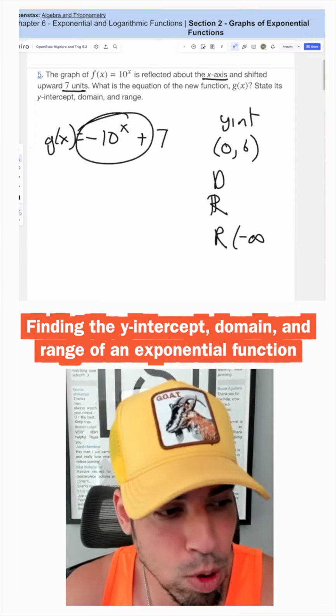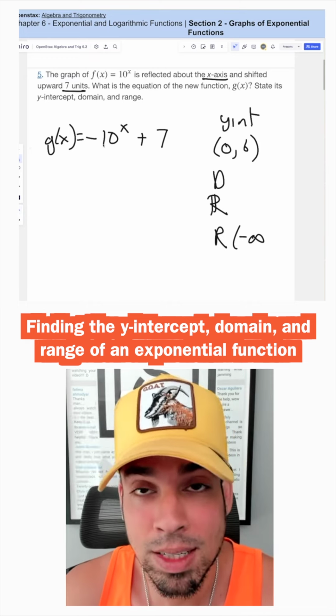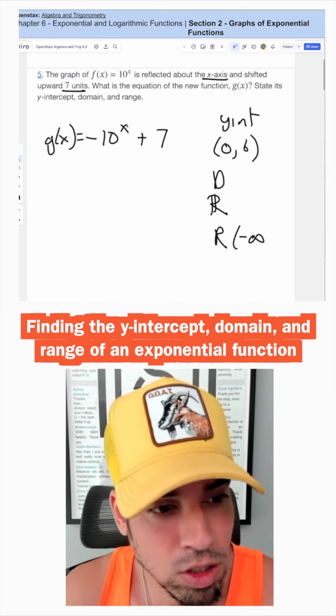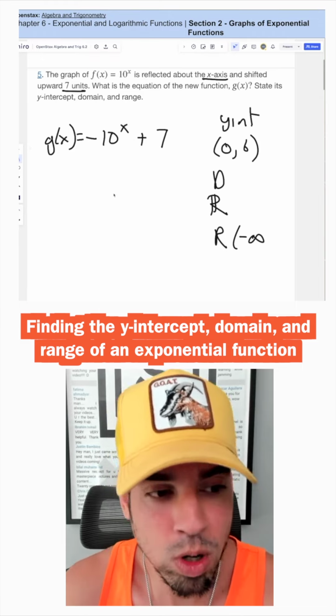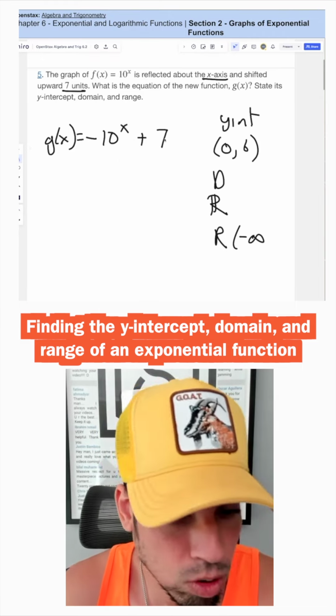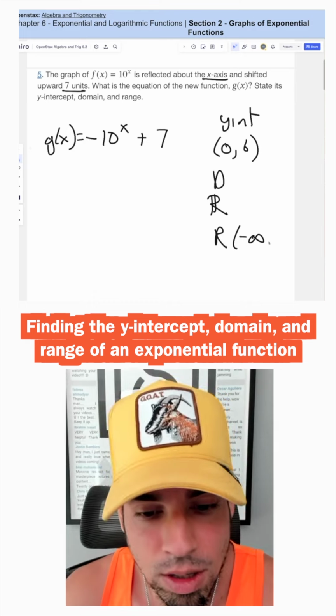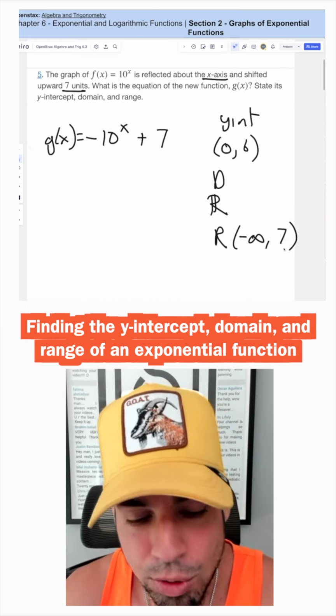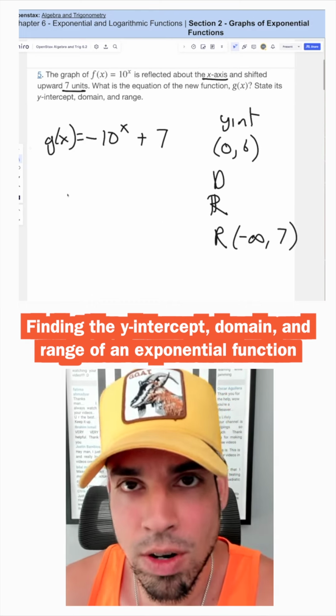That's when this gets as small as possible, when x is these really big negative numbers, right? This 10 to a negative big exponent would be 1 over 10 to that power, so really close to 0, plus 7. It would max out at 7, not including 7, but up to 7. So there are your answers done.